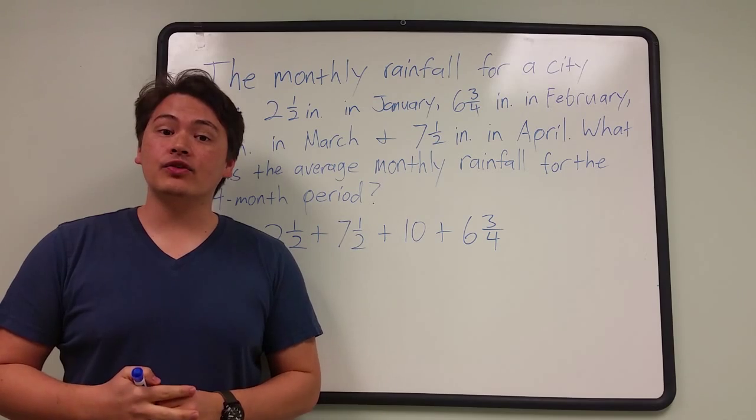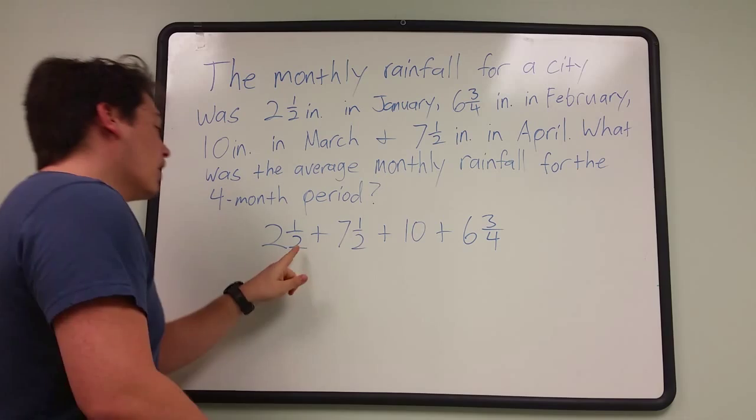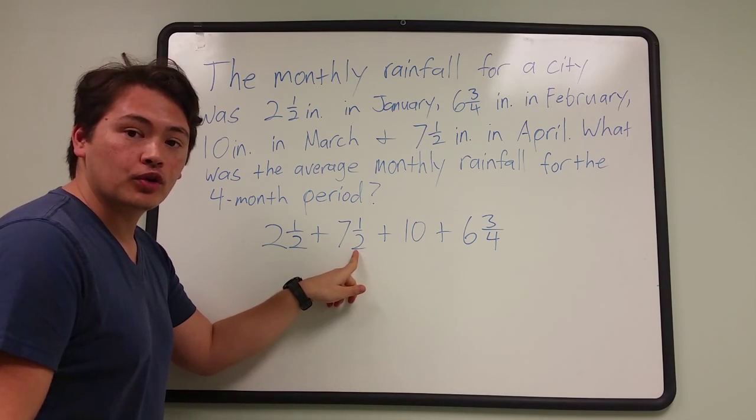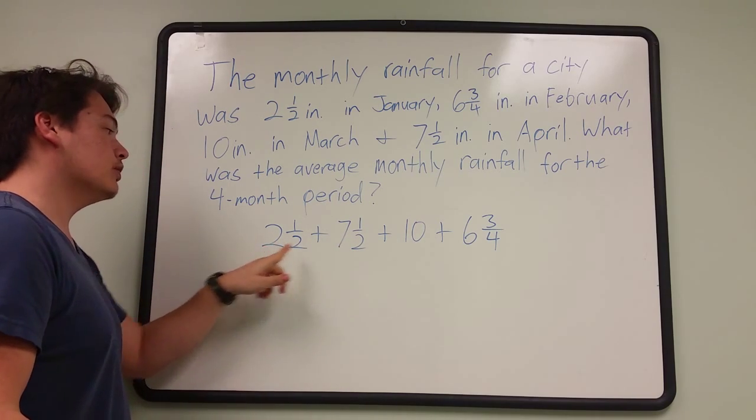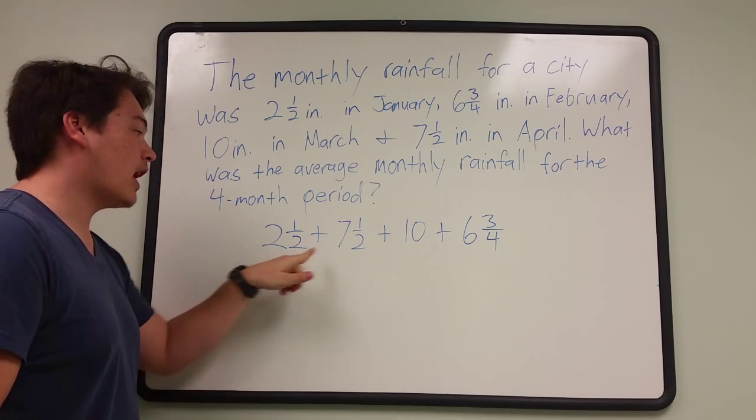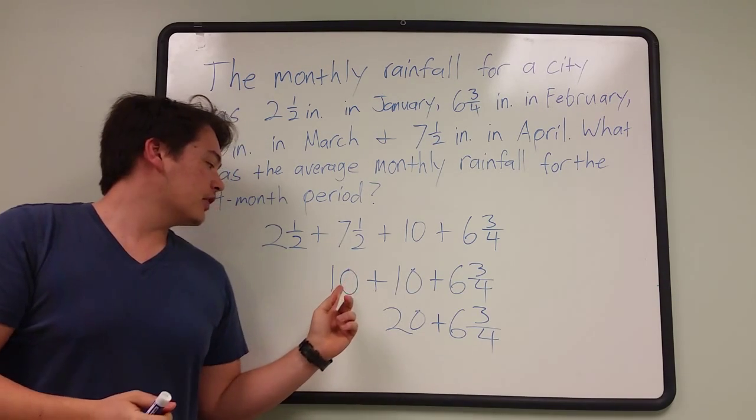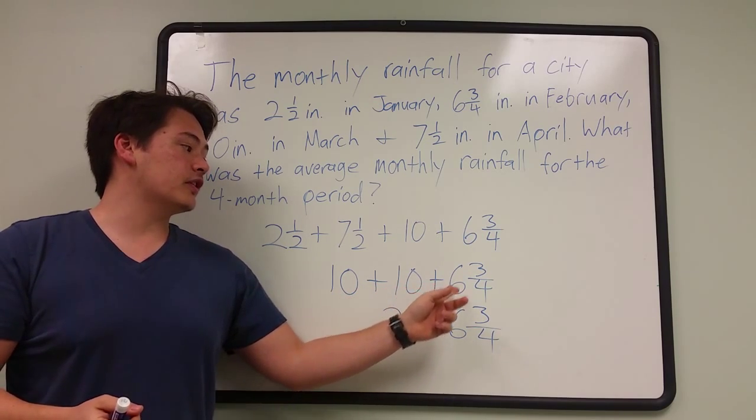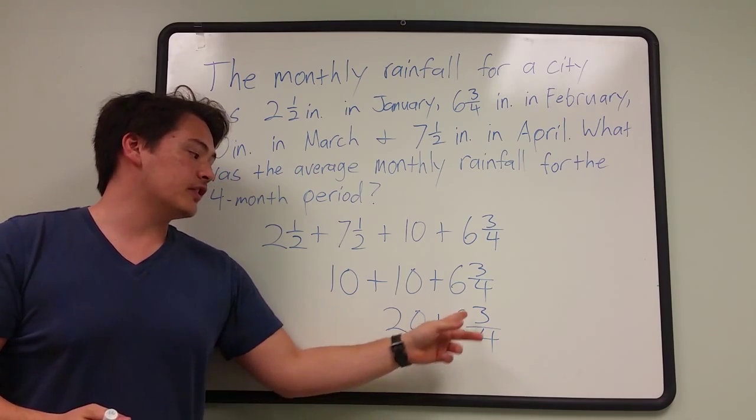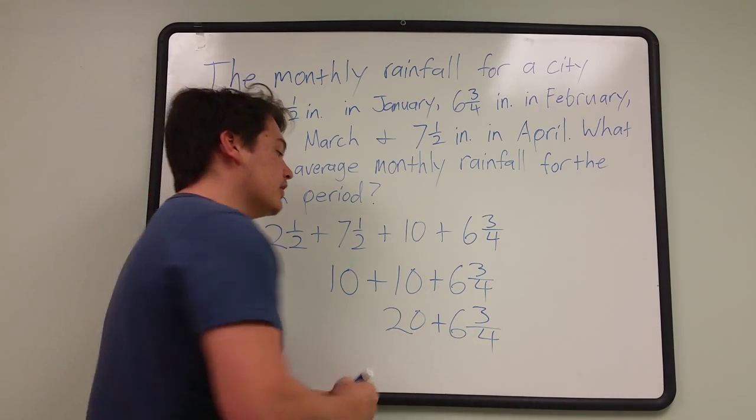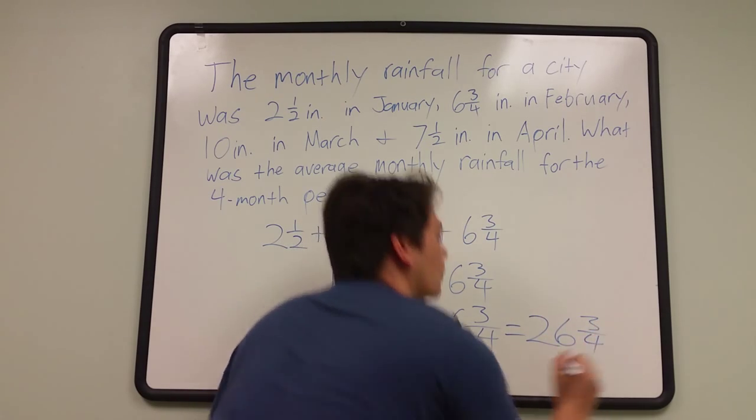So first we're going to add these fractions together. Let's do 2 1/2 and 7 1/2. 1/2 plus 1/2 is going to give you a whole complete number of 1. So 2 plus 7 is 9, plus 1/2 and 1/2, which is going to be 10. So then we have 10 plus 10 plus 6 and 3/4. 10 plus 10 is going to give us 20 plus 6 and 3/4, and 20 plus 6 and 3/4 is going to give us 26 and 3/4.